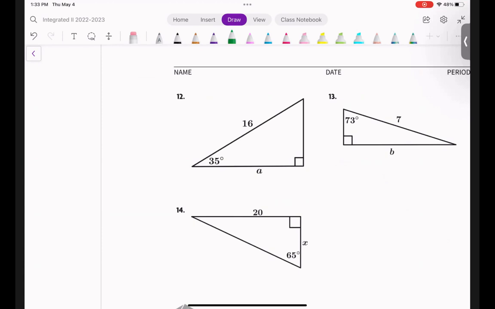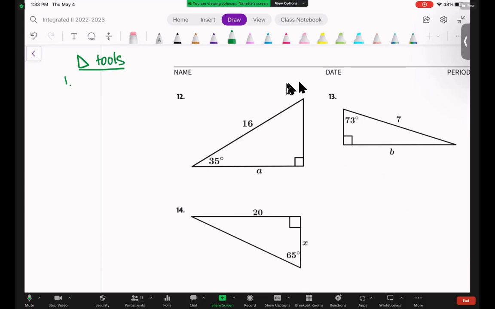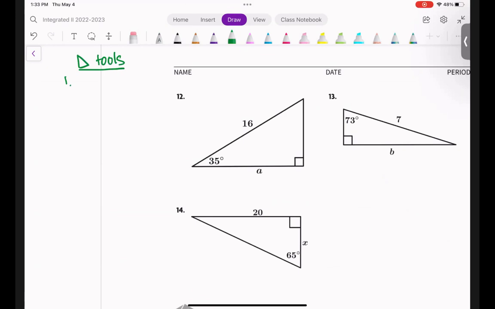So the first tool that I'm going to bring up is in right triangles, we have two tools that we mainly use. What are the two tools that we use whenever we're doing work like this for right triangles? One of them's Pythagorean theorem. Very good.